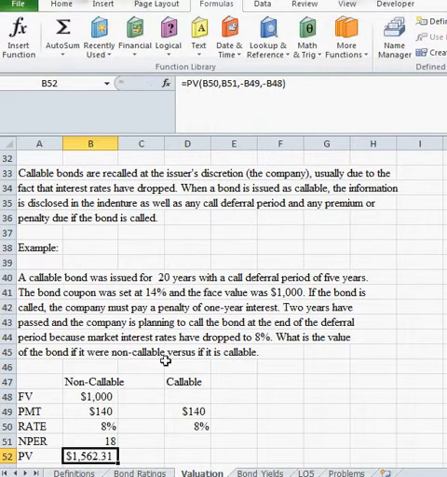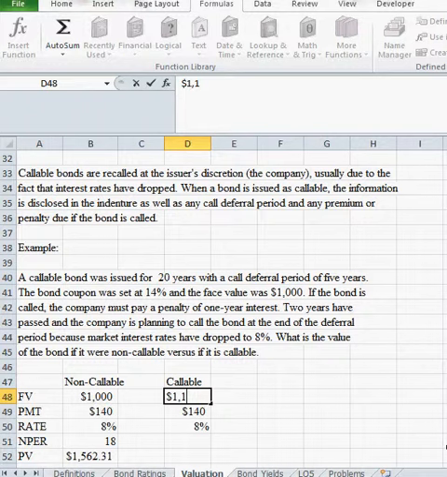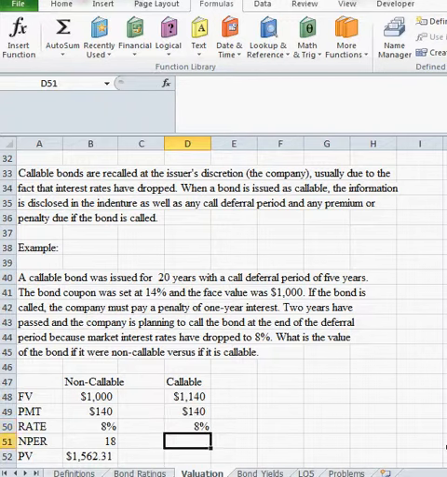As a callable bond, we have a couple of changes. The face value of this changes from $1,000 to also include the 1 year of interest, the extra $140. So the face value or future value of it becomes $1,140. Payment stays at $140, rate stays at 8% for the market. Number of periods also changes because now it's going to get called in just 3 years.